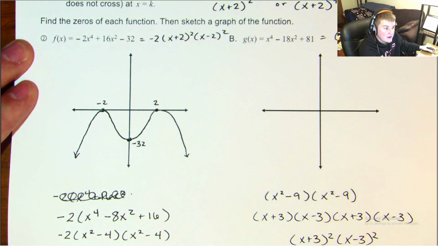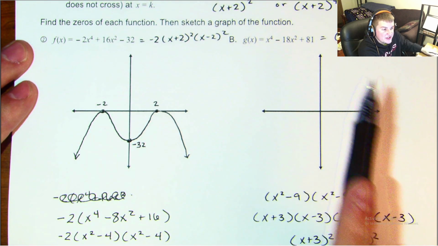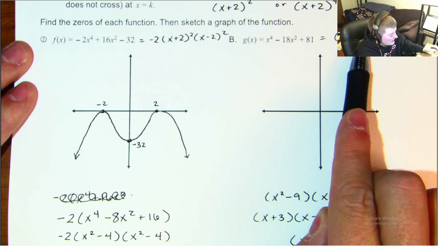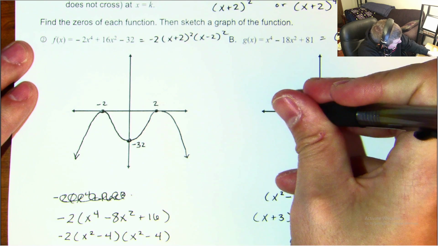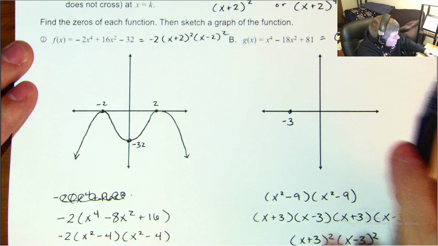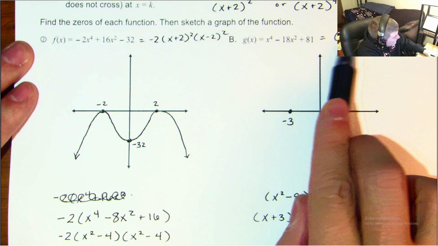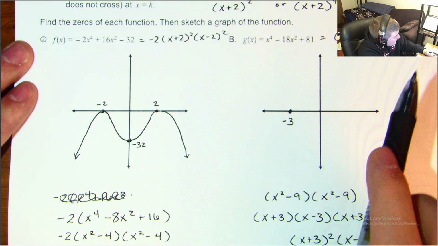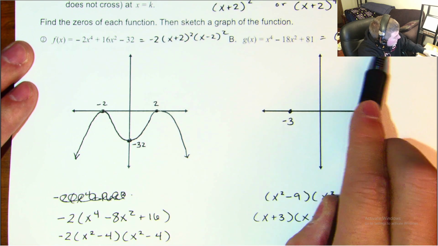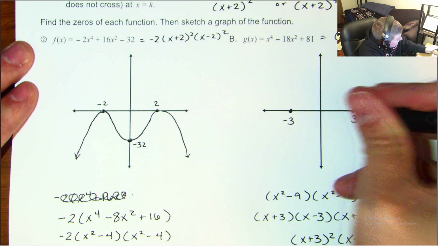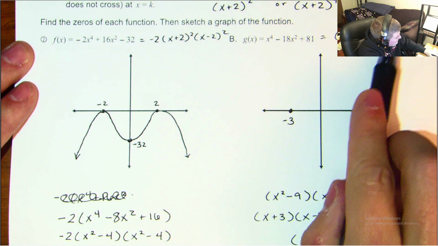Okay, so what does this mean? This means that my graph here, knowing this, is going to cross the x-axis at negative 3. Okay, and by cross, I actually should say it's just going to touch it because the degree of this repeated factor is even. Okay, same thing here. I know it's going to cross at or touch at positive 3 because it's raised to an even degree.